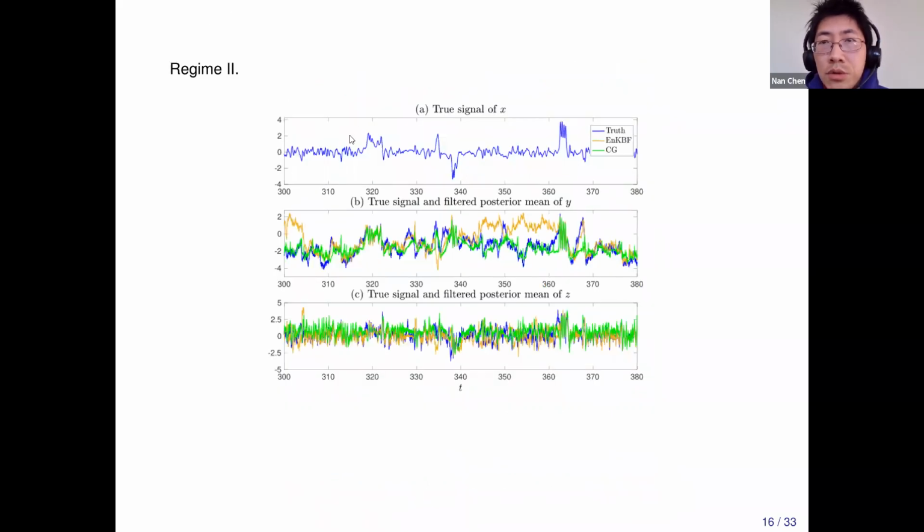But now in regime 2, in which we have a much smaller observational noise, you can see a difference between the ensemble-based method, even if it is applied to a perfect model, and our conditional Gaussian approximate model. So again, we observe X, and we try to recover Y and Z. Blue is the truth. The green curve, which is our conditional Gaussian result, is pretty close to the truth. But this brown one is the ensemble-based method.